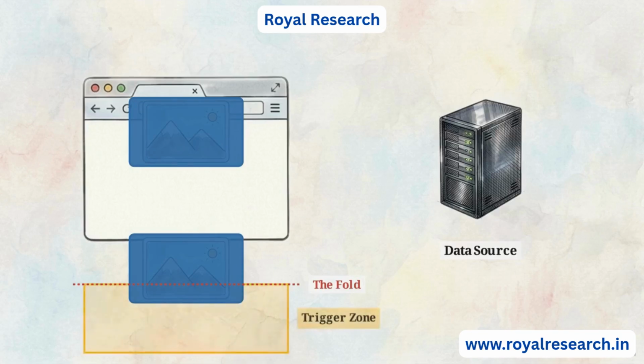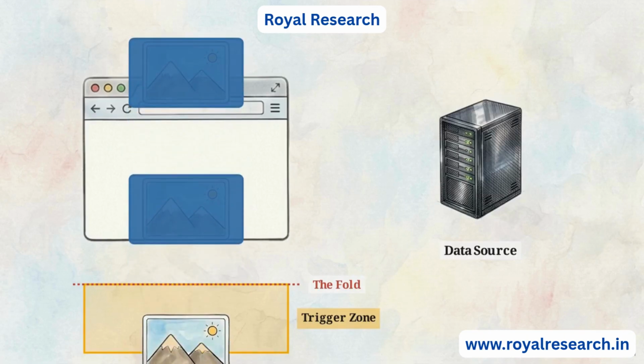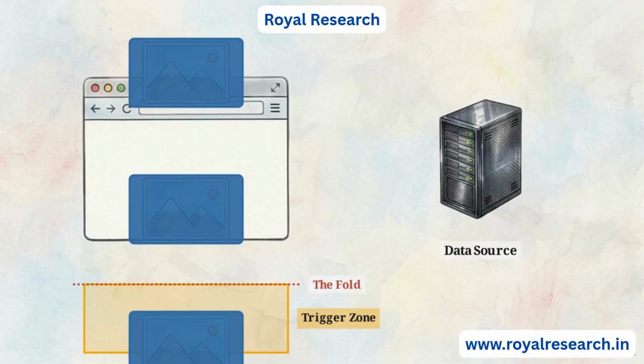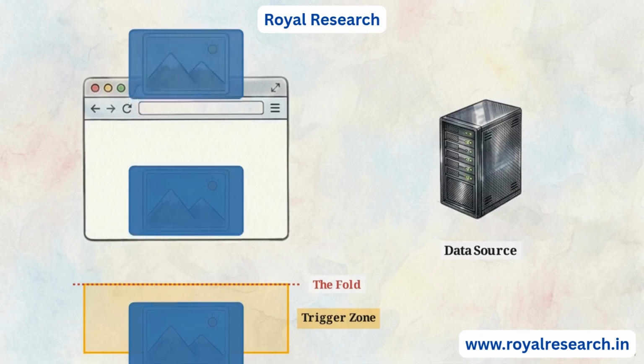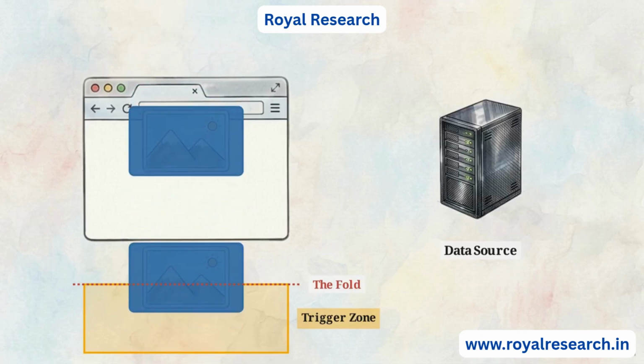For complex interface interactions, developers use JavaScript intersection observers. This establishes an invisible trigger zone below the active screen, initiating the data pulse slightly before the user's view reaches the element, ensuring the image is ready the moment it enters the viewport.